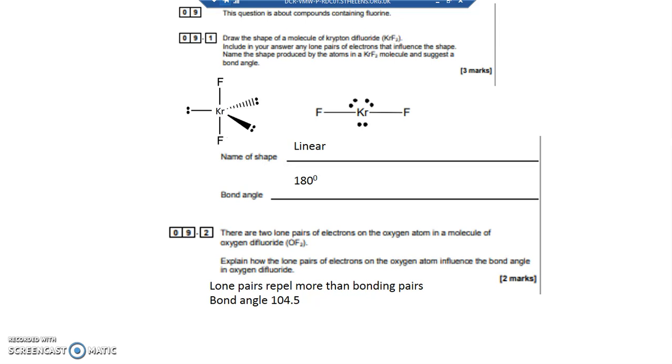The reason the bond angle gets reduced and reduced, lower and lower, is because lone pairs repel more than bonding pairs. So the lone pair to lone pair repulsion is greater than the lone pair to bonding pair repulsion, which is greater than the bonding pair to bonding pair repulsion.